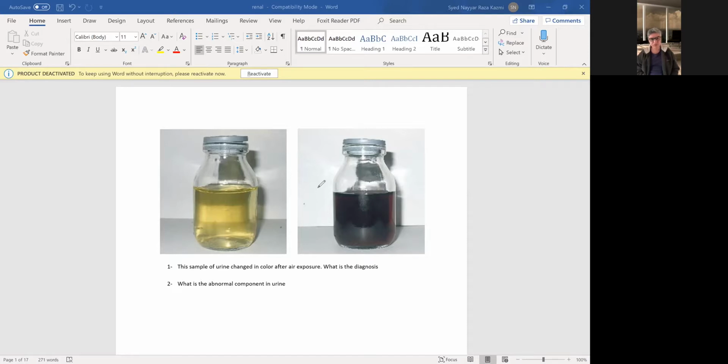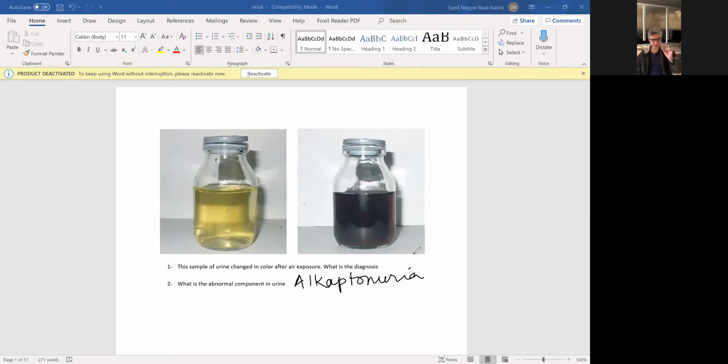Remember, when urine changes its color on standing to black, the diagnosis is very straightforward. We call it alkaptonuria. I will just write it over here. Alkaptonuria is actually a metabolic condition in which there is a problem with the breakdown of tyrosine and phenylalanine, which are the amino acids required by our body.